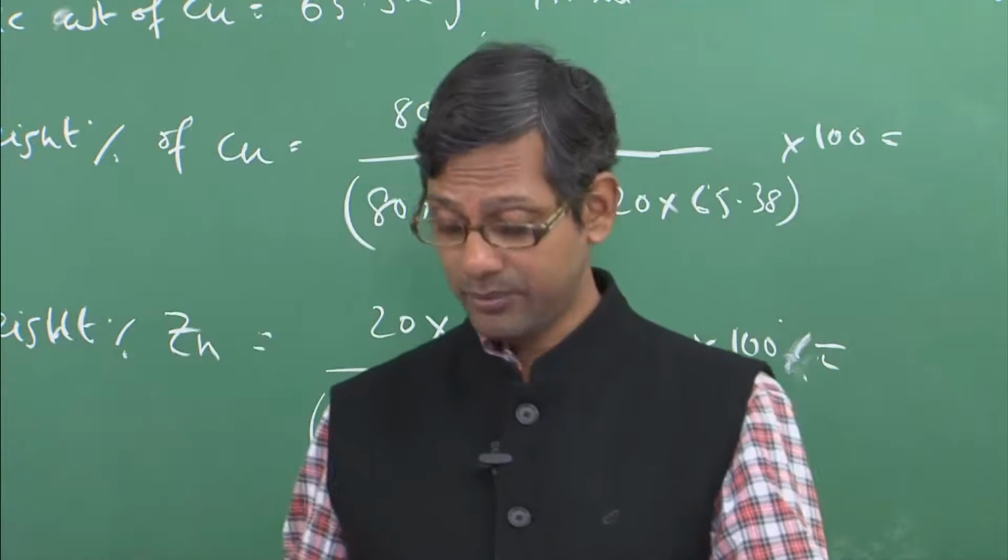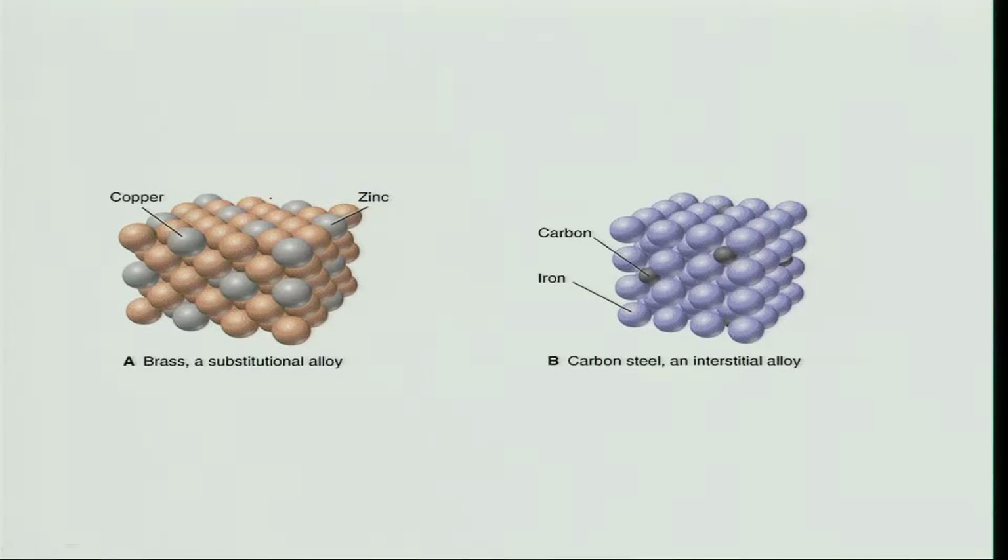Now there is another type of solution which can happen. Let me explain here. See here, this is the 3-dimensional copper zinc substitutional solution known as brass. Brass you all know, it is used in cooking utensils or even in temples. You can see the zinc atoms, shown as grey atoms, replacing the copper atoms in the FCC copper lattice. That is how this is called a substitutional solution.